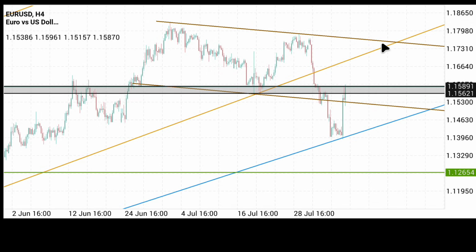So once we get to the top of this channel, sellers should begin to look for short opportunities around these areas with stop loss above here, then targeting very low. So that is how I'll be approaching Euro USD this very period.